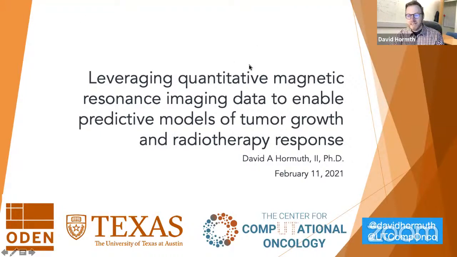Okay, great. Yeah, so my name's David Hormuth. I'm here in Austin, Texas, and I'm going to talk to you a little bit about using quantitative magnetic resonance imaging data to kind of enable these predictive models of tumor growth in response to radiation therapy.